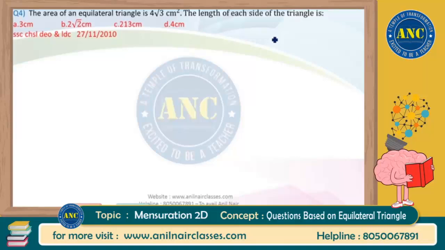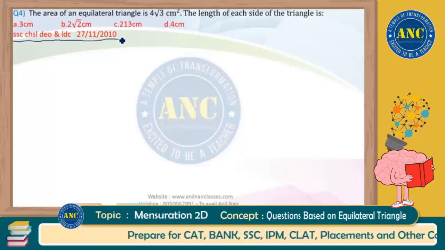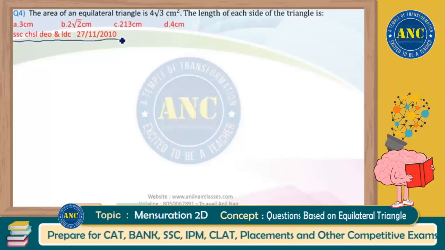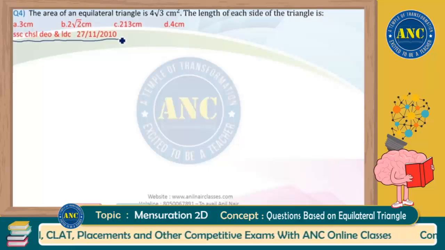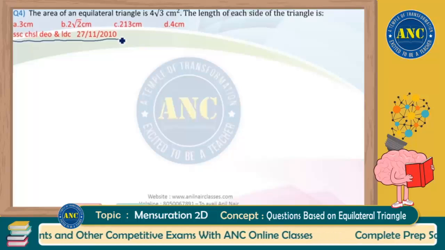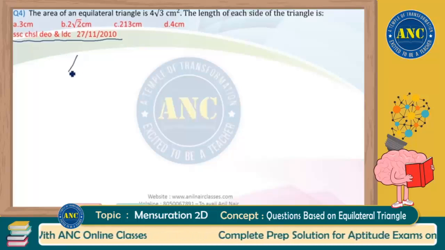Again, this is an original examination question, SSC CHSL 2010. The area of an equilateral triangle is 4 root 3 centimeter square. Find the length of each side of the triangle. Till now, they gave one of the side values, and all three sides will be equal, and you were supposed to find the area. Now it is the reverse. It makes no difference and it is not difficult at all.